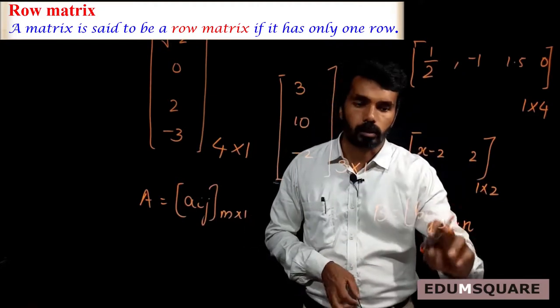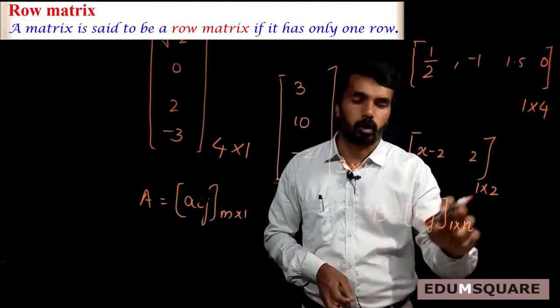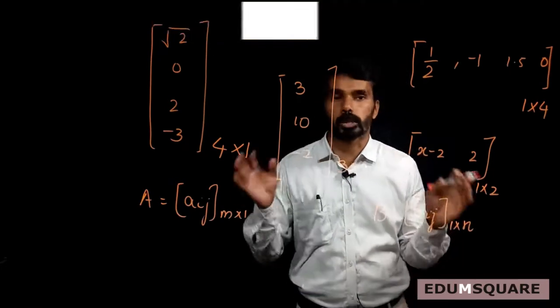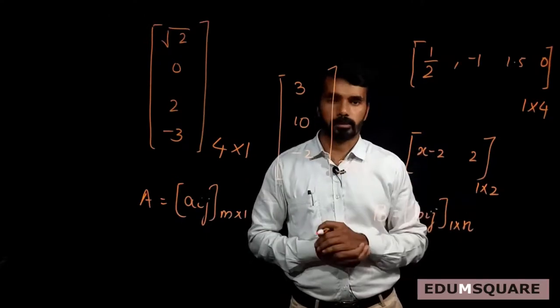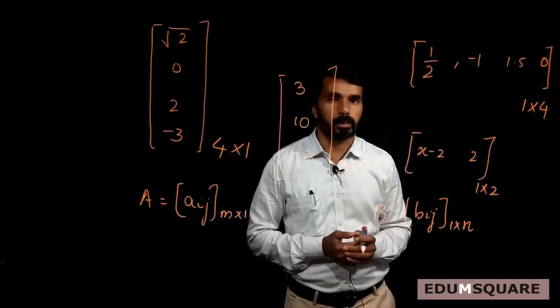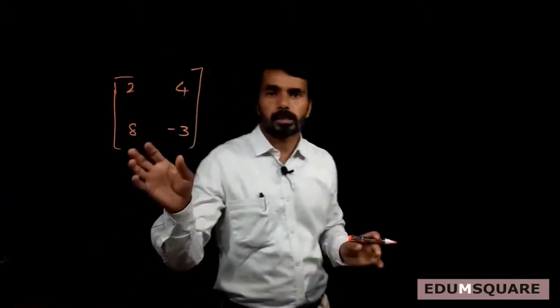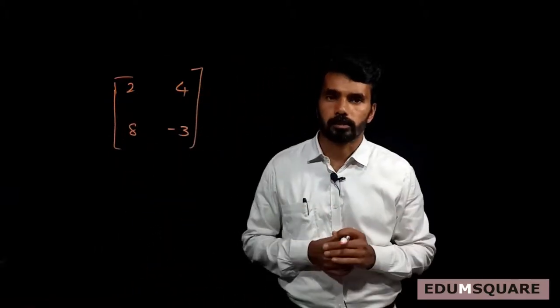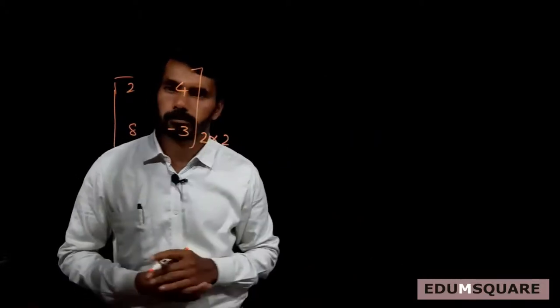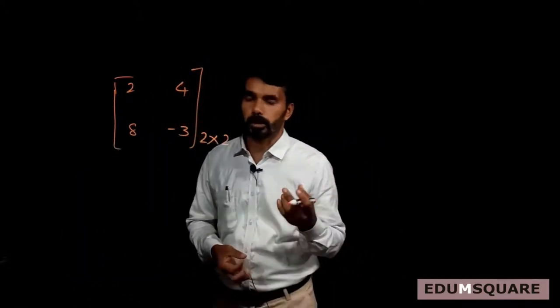Here the number of rows is 1 and n columns are there. So this notation we use to denote a row matrix. Now let us see another type of matrix. Consider these examples. Consider this matrix. What is the order of this matrix? Yes, it is very clear. This is a 2 by 2 matrix.